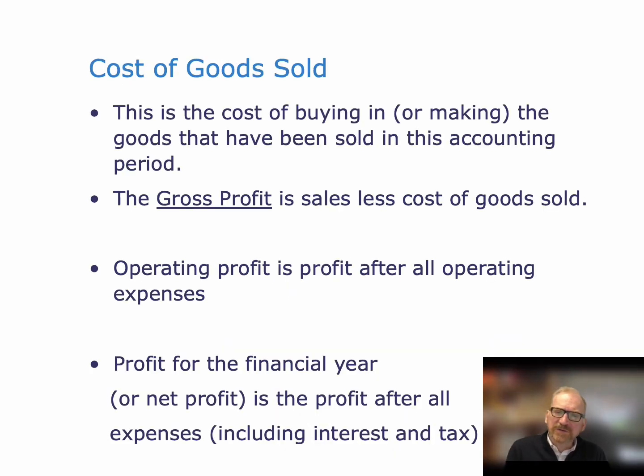Just a note about a special item on the income statement before we look at it, the cost of goods sold. This is the cost of buying in or making the goods that have been sold in this accounting period. And the gross profit is sales less cost of goods sold, and the operating profit is the profit after all operating expenses. And profit for the financial year, or some people call it net profit, is the profit after all expenses, including interest and tax.